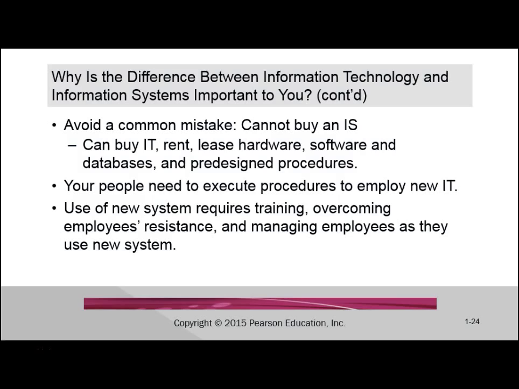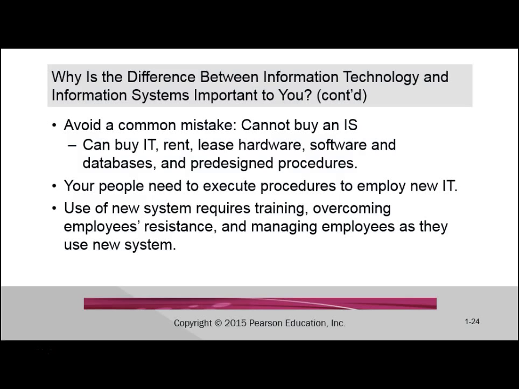Because an information system, as we learned, consists of these 5 components: hardware, software, data, procedures, and people. If we think about the technology itself, we're really only talking about this side, right? So one of the things you often hear, and this is important to a business professional, is you can't buy an information system. You can buy IT, but you can't buy an information system. Why can't you buy an information system? You can buy information technology, but you can't buy IS. Why not?